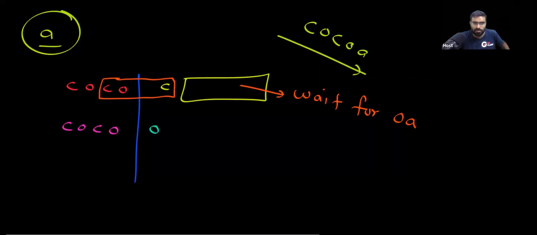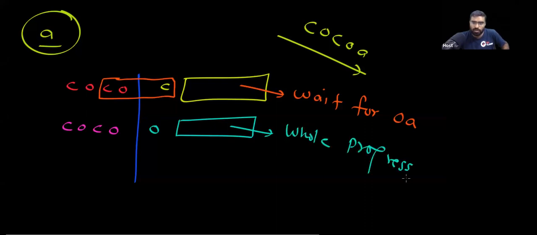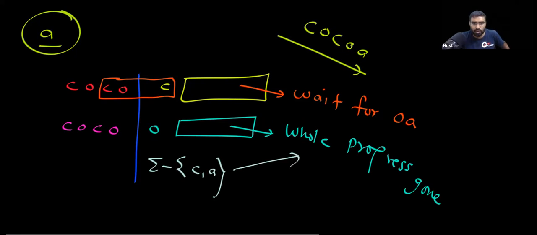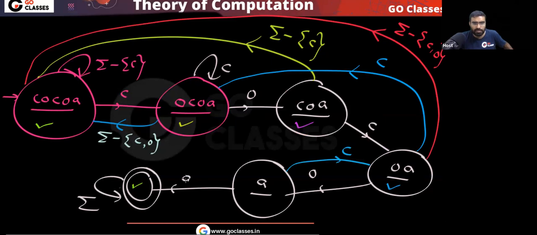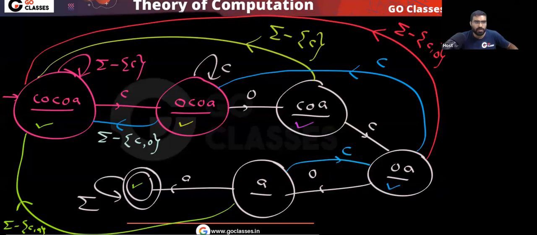If O comes, where will you go? Then the entire progress is gone. You can notice, the whole progress is gone. Actually, if any other symbol comes other than C, A, then the whole progress is gone. Already A, we already know. So I can say something like this: any symbol other than C, A. So this will be your minimal DFA. You can just check it. Like this, it will happen.